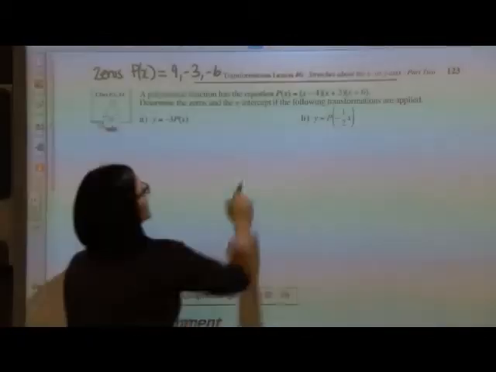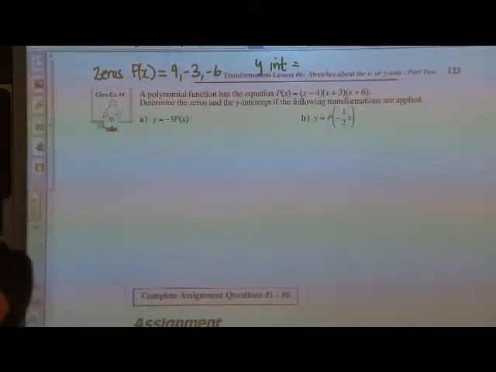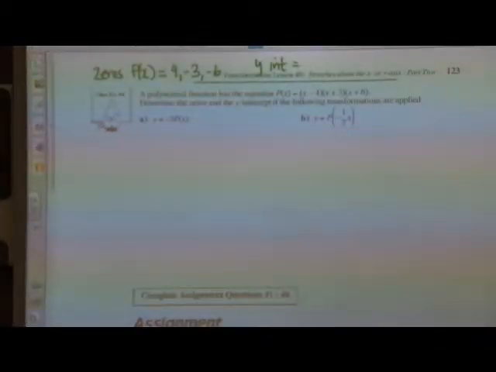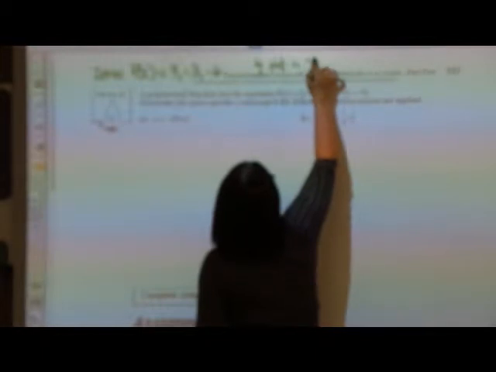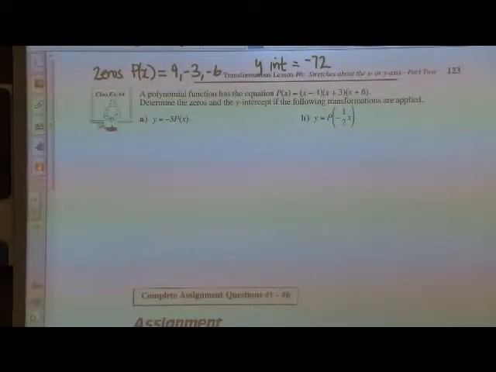Okay. What's the y-intercept? How do I find the y-intercept? Make x equal 0. So I have negative 4 times 3 times 6, so the y-intercept would be negative 72. That's my original. So let's look at A. y equals negative 3 times p of x. What's my replacement?